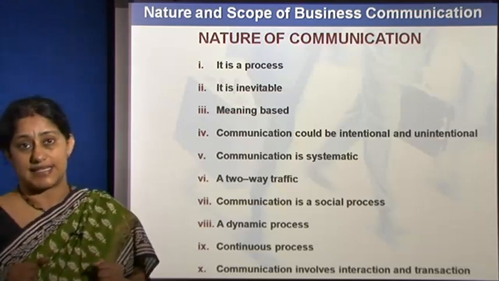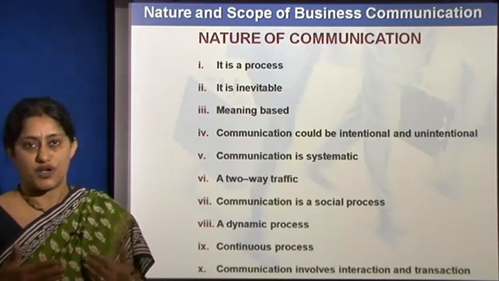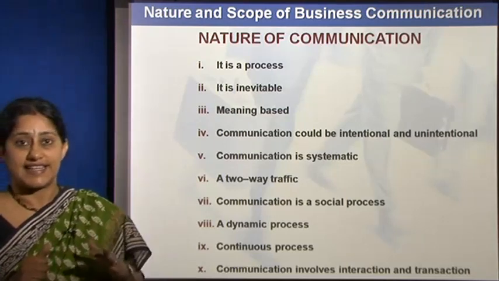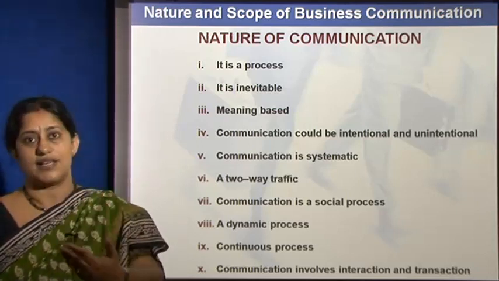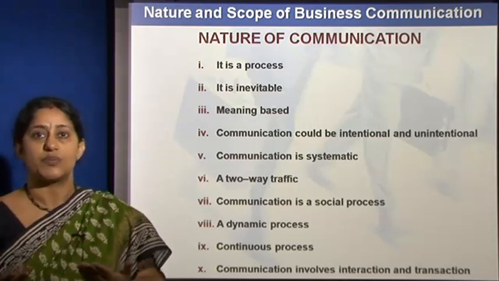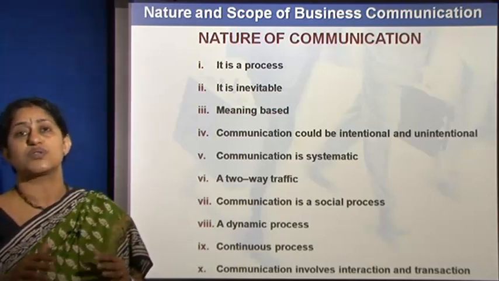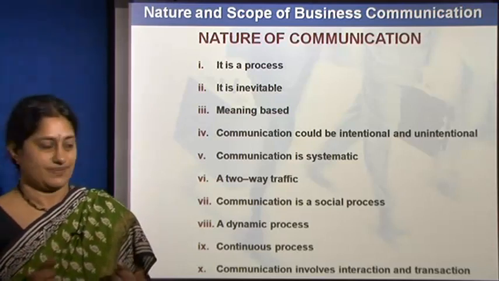Communication is systematic because it is a series and it's a process. A two-way traffic because there is a sender and there is a receiver. So while the sender is giving information, the receiver is accepting and giving feedback. So it's a two-way process. Communication is a social process. All social beings communicate and human beings are no exception.